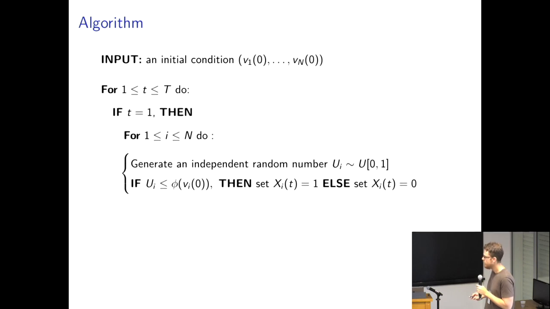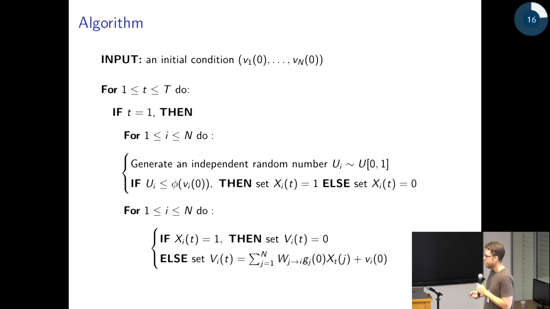And here I'm using strongly the fact that this is a uniform random number, because the probability that this occurs is exactly phi of this, as it should be. And then, of course, once I have defined those neurons which have spiked at first time, I have to update the membrane potential. In the model that Antonio and Eva have proposed, if the neuron has a spike at time t, then V_i(t) is equal to 0. So this is our reset potential.